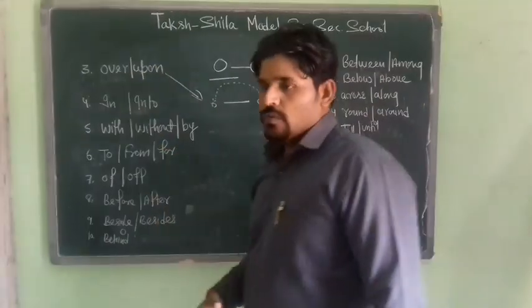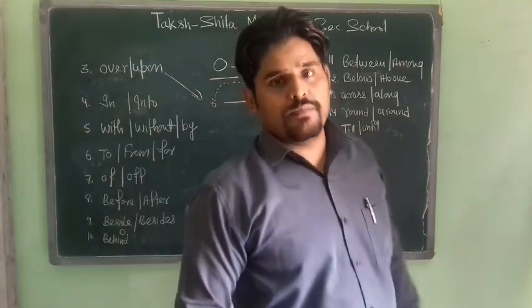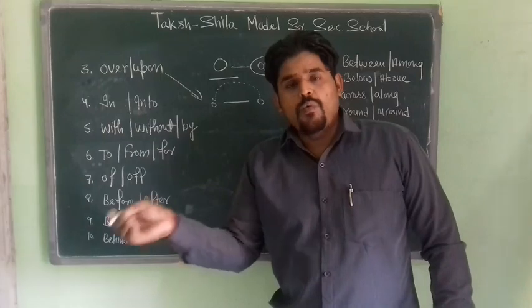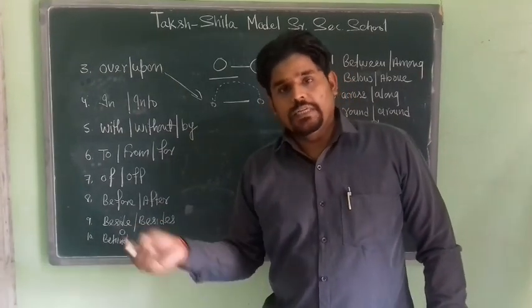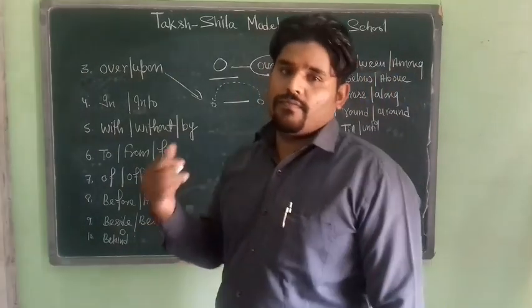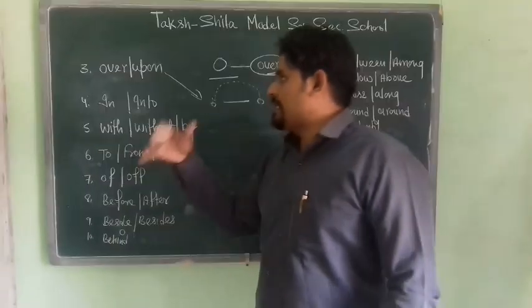Over is also used when some amount or quantity exceeds. For example, this water is over 2 liters, right? And this person is over 40 years of age. So this means something exceeding, right?